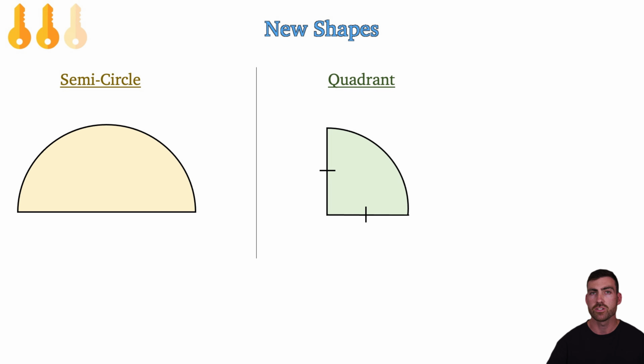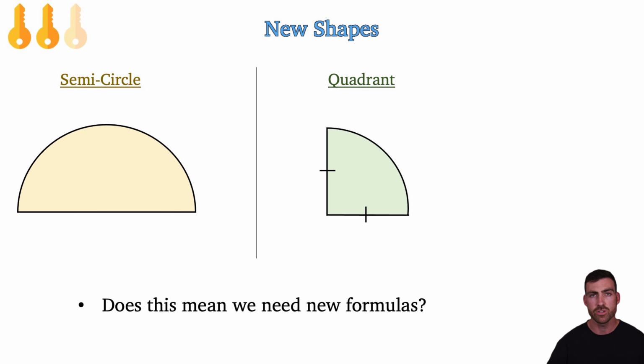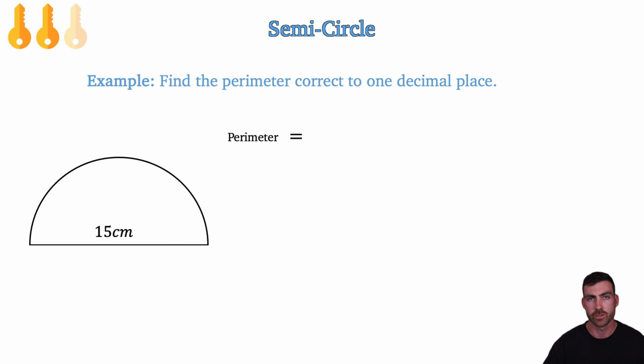However, students still get stuck once they see a different shape like a semicircle or quadrant. They think these new shapes need an entirely new formula. However, it's easier than what you may expect. Let's start with the semicircle. If we want to find the perimeter, there are 2 measurements that make up the total distance around the shape. 1, the diameter, and 2, half of the circumference.